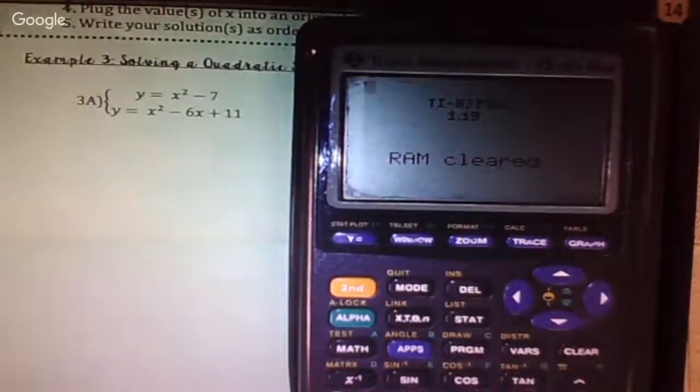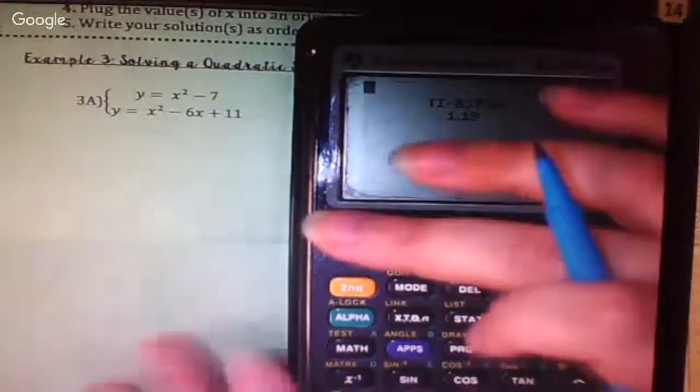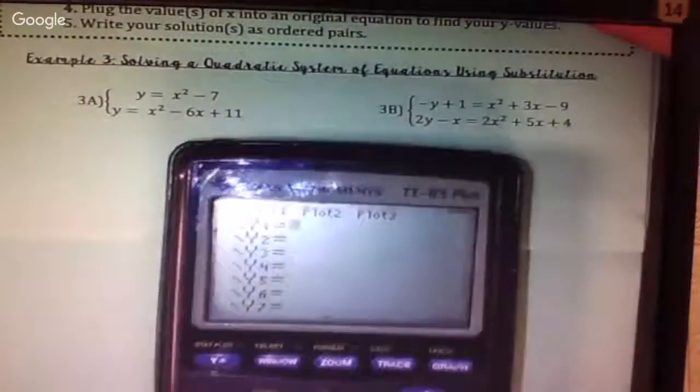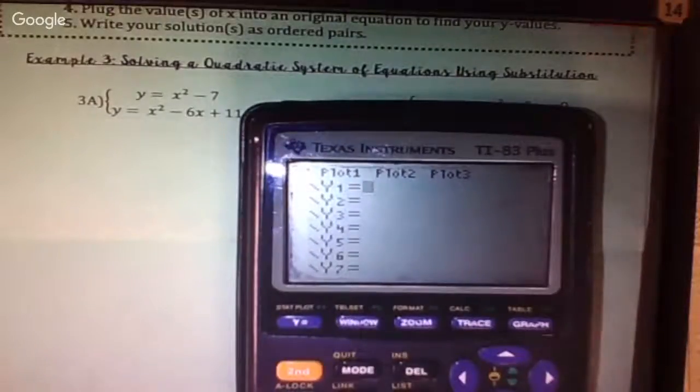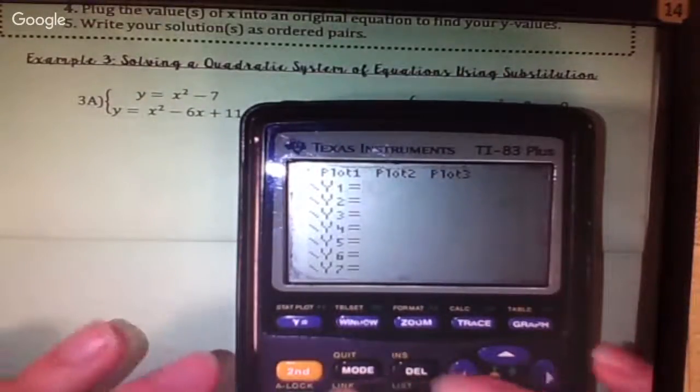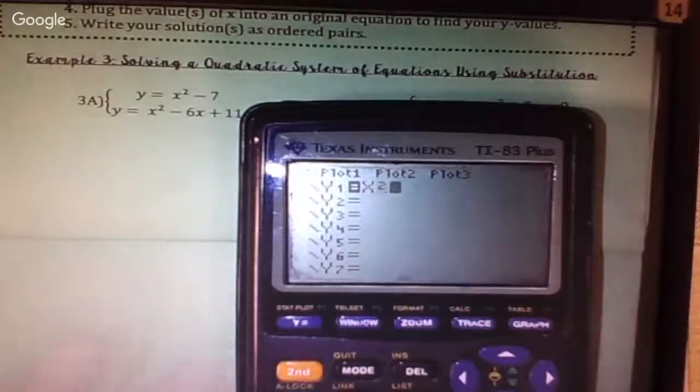Okay, the first one only crosses once. Rebecca says it only crosses once. Okay, this one's already set equal to y, so you can go directly into your y equals. So we're typing in x squared minus 7, and x squared minus 6x plus 11.